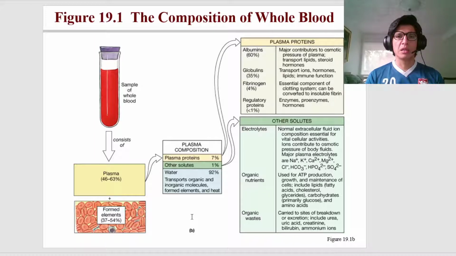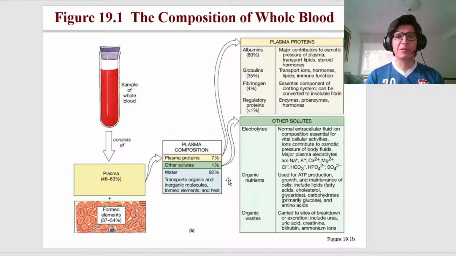So let's start with taking a closer look at plasma. Here is the range of concentrations of plasma. We have plasma proteins representing 7% of plasma, other solutes 1%, which includes electrolytes, organic nutrients, and organic waste. This is urea. And mostly it's water. 92% of blood is water. That's why it's so fluid. That's why whenever you get stabbed, you start leaking.